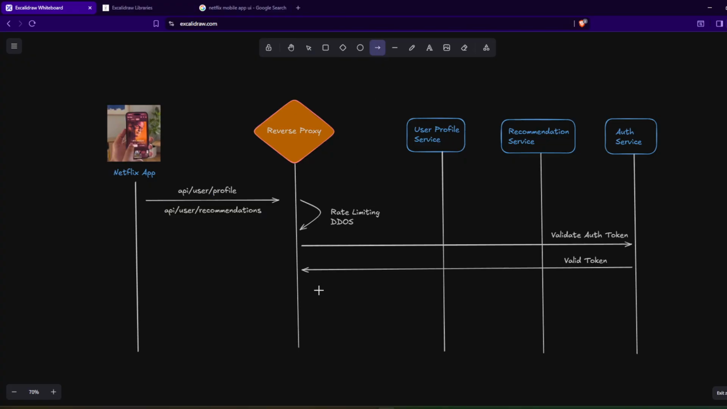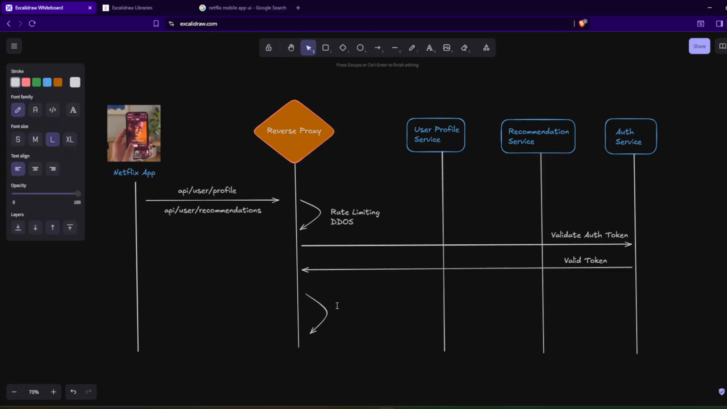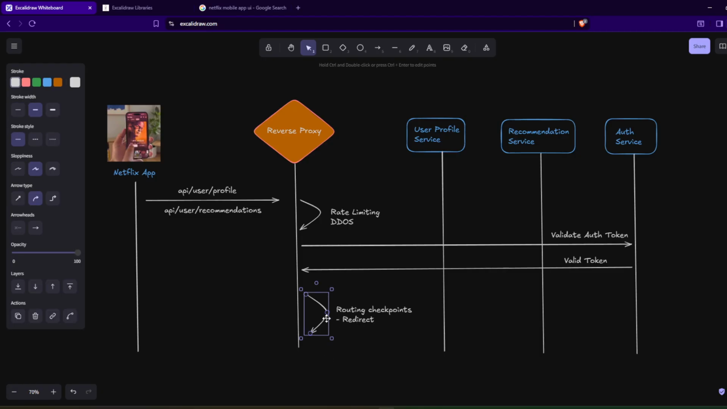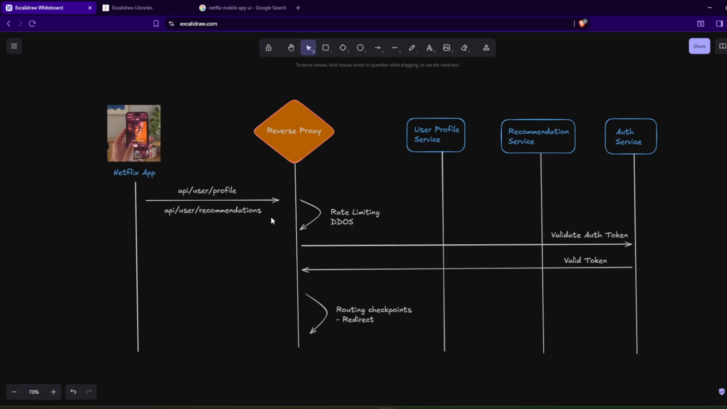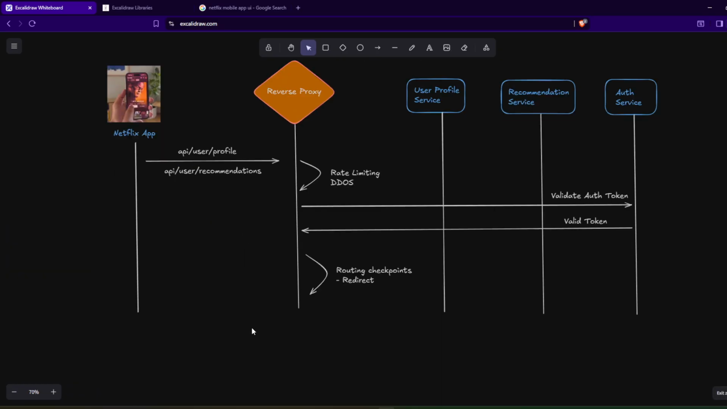So what it does is it will take some decisions, routing checkpoints I can say, and then it decides to redirect. Now we know whether to go for the profile service, the recommendation service, or our streaming service. At this point of time, it determines that, okay, I see that I need to go to the profile service.